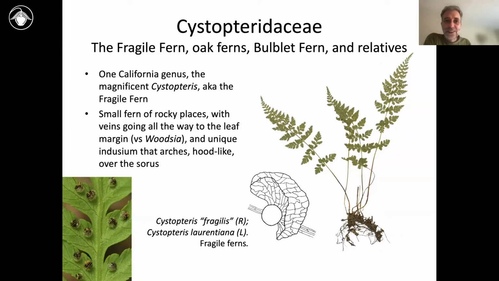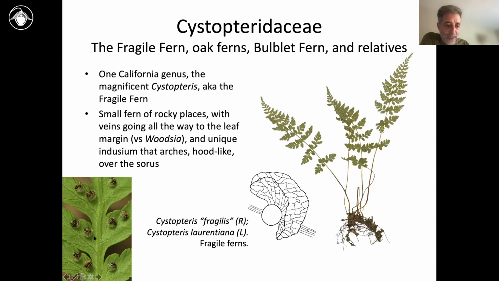But one of them is the Cystopteridaceae, the fragile fern and oak ferns. There's others elsewhere, but here in California, we basically only have the fragile fern. This is a small, inconspicuous fern that grows typically in rocky places, that is easily mistaken for an immature version of basically any other fern. One way to recognize it, first of all, is to turn the leaf over, look, make sure you have some sori. If you do have sori, if they're in great shape and you can see that they have this weird indusium that arches over like a hood that's only attached on one side, then you already know that you have Cystopteris fragilis. You've got it to species right away.